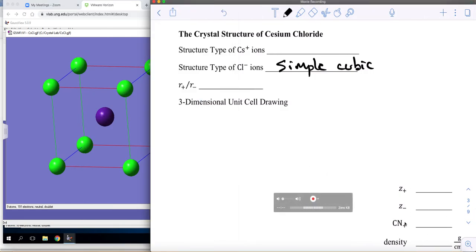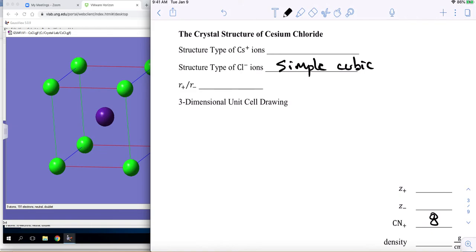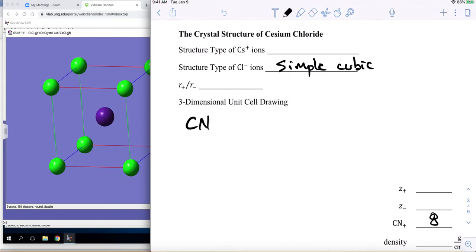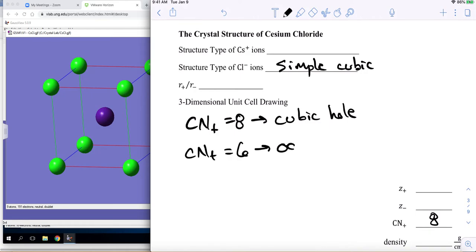And when you look at your table over here, there's a Cn+. Cn+ is the coordination number of your cation, which we're saying is 8. And the pattern you're going to see is whatever your coordination number of your cation is, that's going to tell you the hole type description of what the structure for your cation is. So how that correlation is going to work, if the coordination number of your cation is 8, that's what we call a cubic hole. If the coordination number of your cation is 6, that's going to be an octahedral hole. And if your coordination number of your cation is 4, that's then going to be a tetrahedral hole.